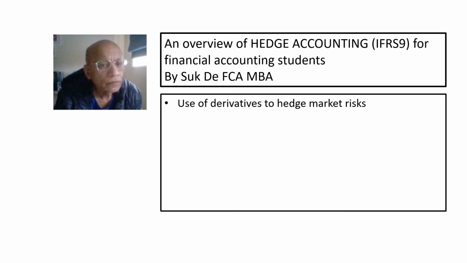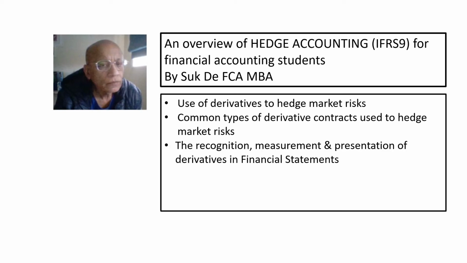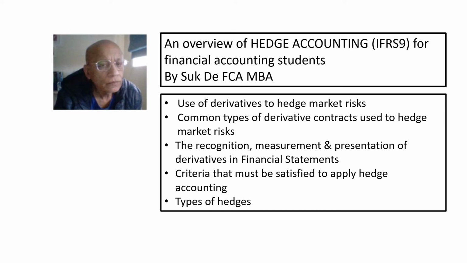Now, the use of derivatives to hedge market risk is a complex topic, but a working knowledge is required for professional exams. So we look at the common types of derivative contracts used to hedge market risk. We look at the recognition, measurement, and presentation of derivatives in financial statements. We look at the criteria that must be satisfied to apply hedge accounting. And finally, we look at the different types of hedges simply because they have different accounting requirements.